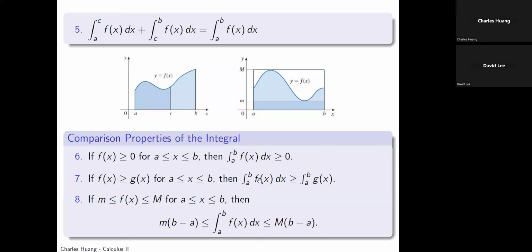There are a few more rules. We're not going to use these ones as often. Number 5 is easy to understand.